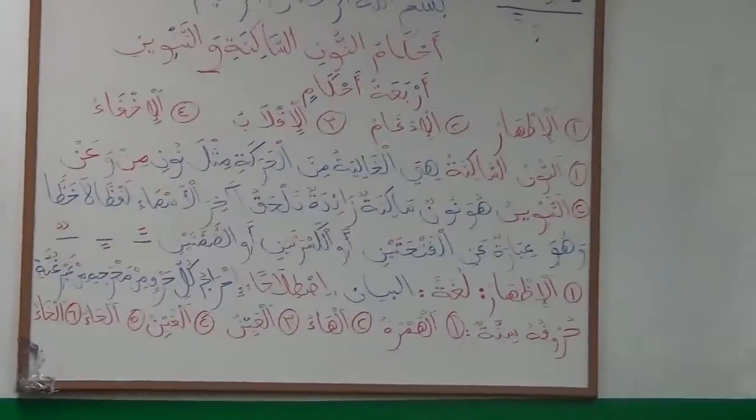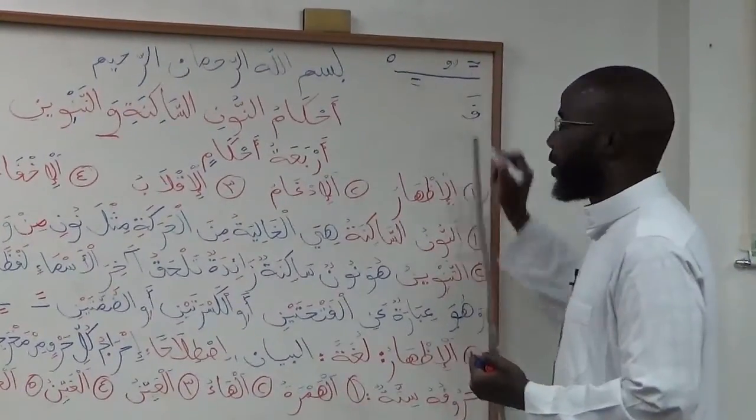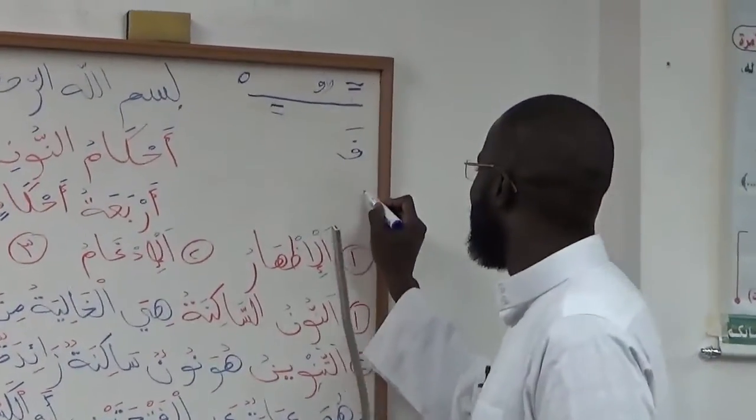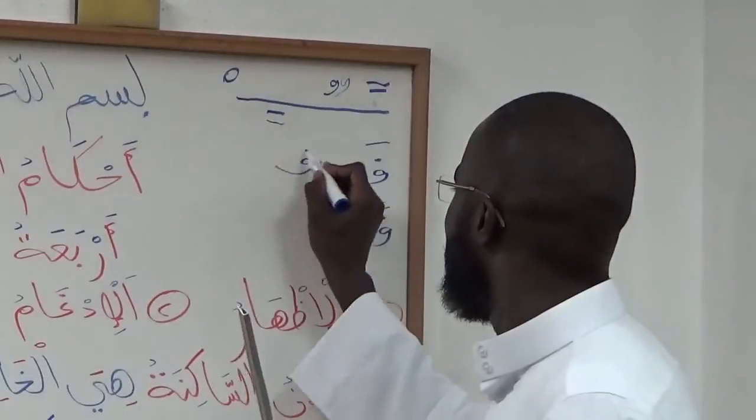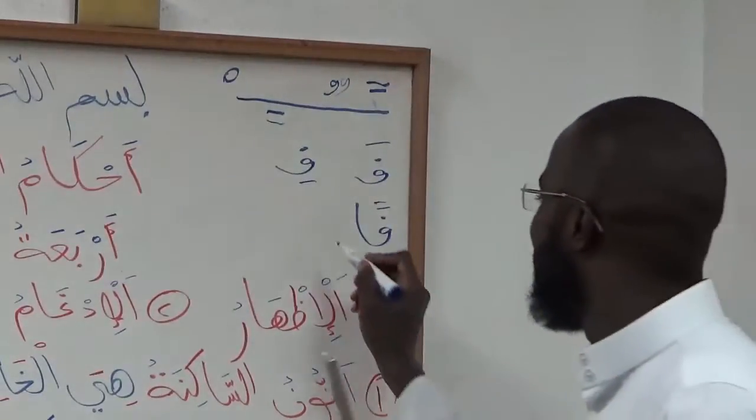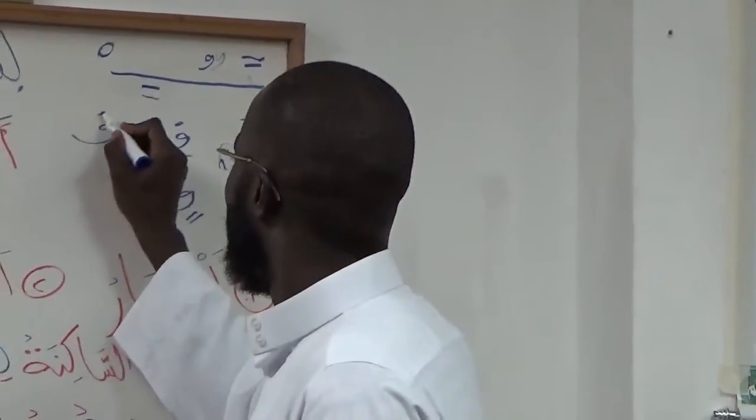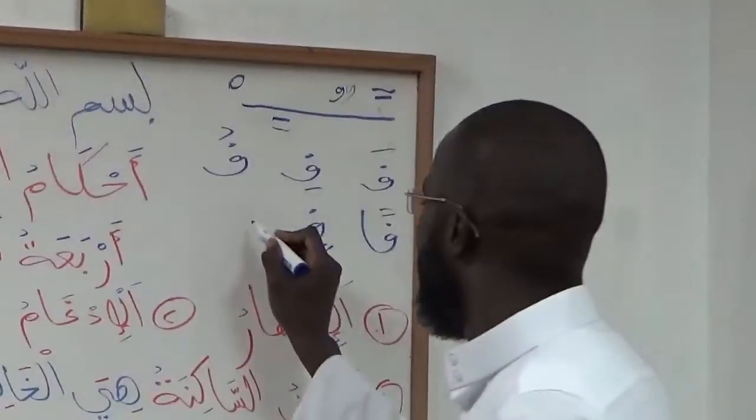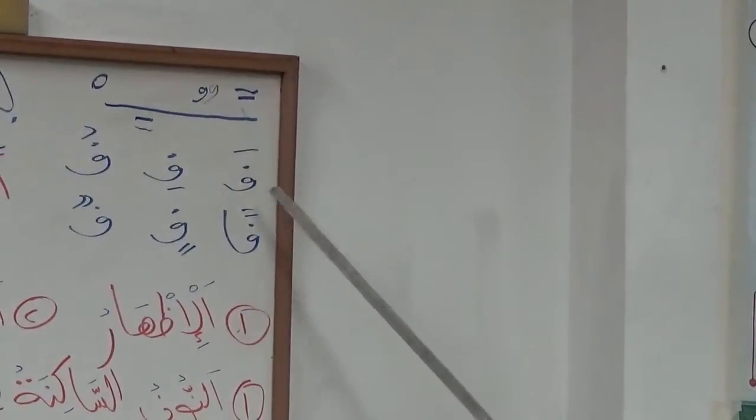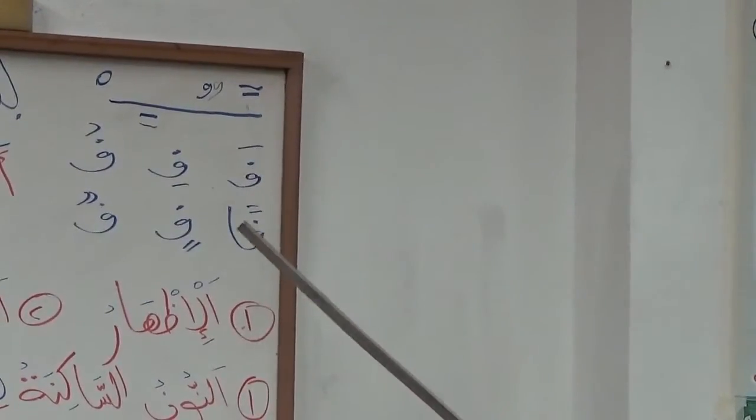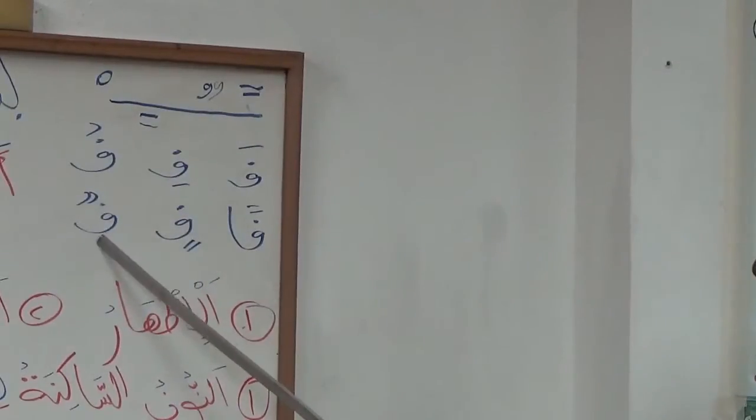So in Arabic, I have the possibility of saying, what is this? Fa. What is this? Fan. What is this? What is this one? And what is this one? Fun. So now we have a fatha. When we double it, it becomes tanween. We have a kasra. When we double it, it becomes tanween. Now we have dhamma. When we double it, it becomes tanween.